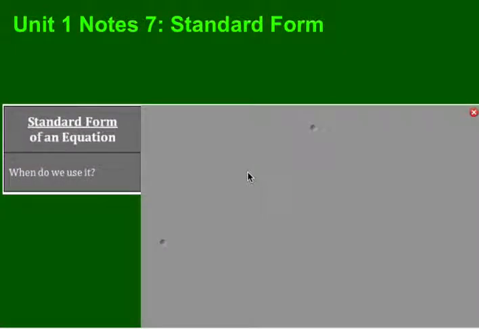Today we're going to be doing Unit 1, Notes 7, which is talking about standard forms. This is the last form of equations that we're going to learn in this unit. So let's go ahead and take a look at what a standard form of an equation is.